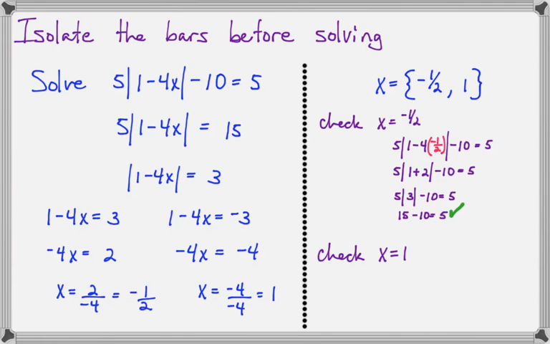And now let's check the other solution, which was positive 1. So same thing, we copy the original equation, but with the 1 in place of the variable. And then 4 times 1 is 4, and 1 minus 4 will be negative 3. Now the absolute value of negative 3 is positive 3. And 5 times positive 3 will be 15. And 15 minus 10 is in fact 5. So that solution is good as well. And so we know that these two solutions now are correct.